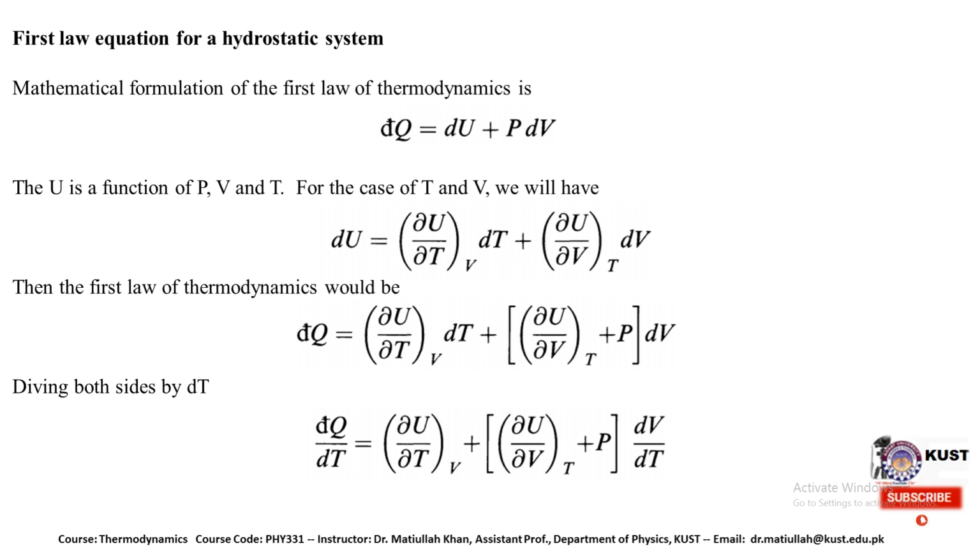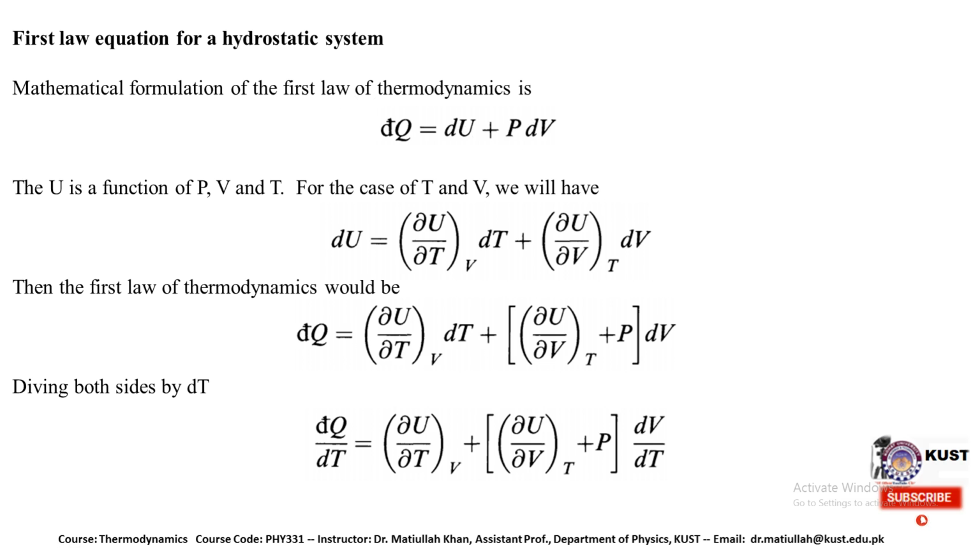We generally know that the mathematical formulation for the first law of thermodynamics is very simple, where dq, the amount of heat provided to the system, is equal to the change in the internal energy of the system plus work dW. But in this specific case we need to modify dW into pdV, where P is the pressure and dV is the change in volume. So the modified equation of the first law for the hydrostatic system is dq = dU + pdV. We have replaced dW by pdV.